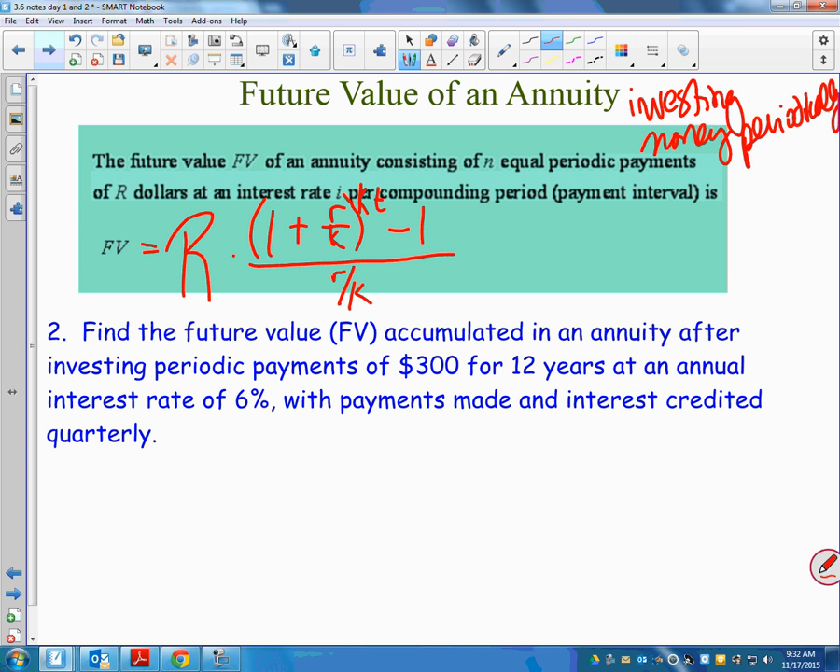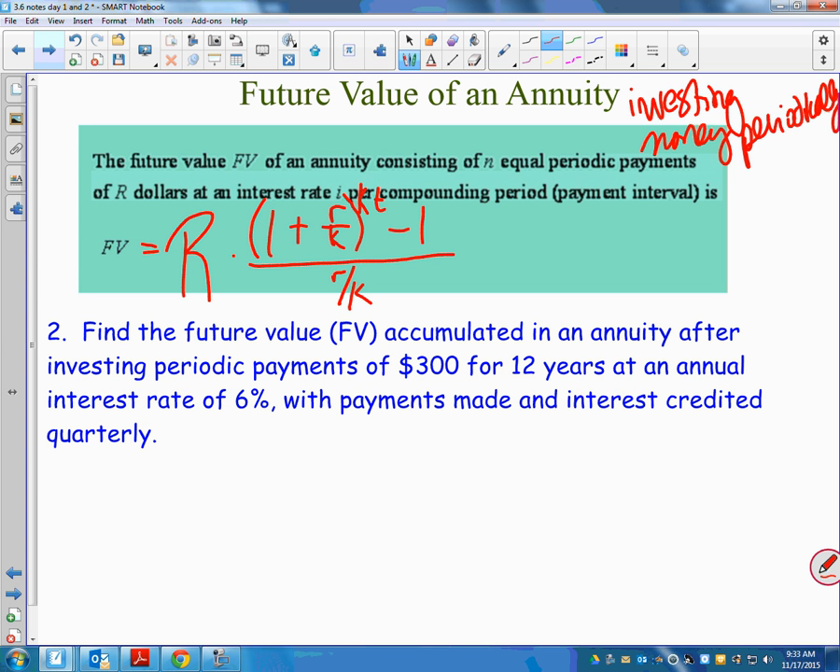That's a good formula, right? This is where calculator issues arise of people trying to make their calculator work. This is the reason I give you formulas on the test, because I don't have this formula memorized, but I know when to use it because it's an investing thing. And so this says, find the future value accumulated in annuity after investing payments of $300. So R is your monthly payments or whatever you're doing, quarterly payments. T is time, K is the number of compoundings, R is the interest rate. So I write it like this so that it looks like the formula that we used yesterday.